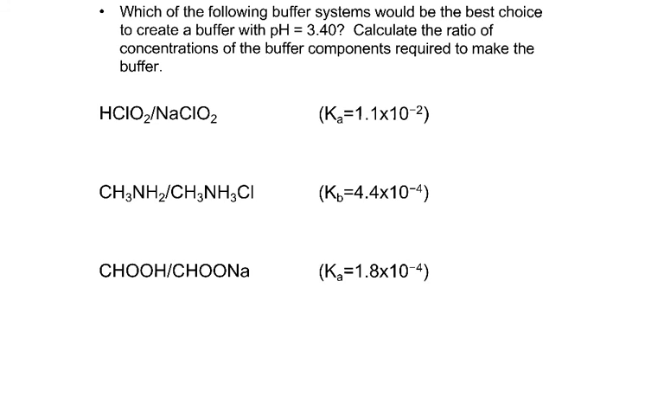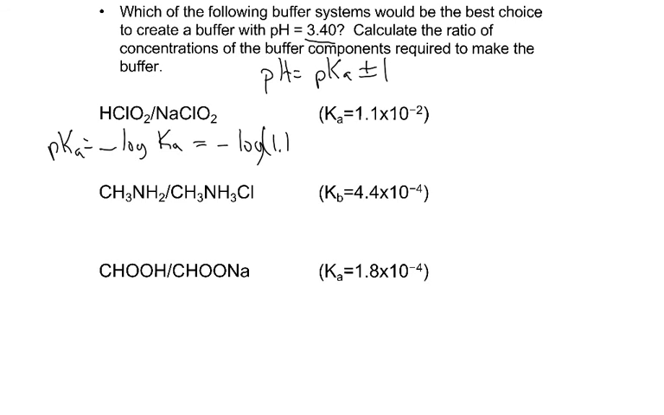We know that buffers work best when the pH is equal to the pKa of the acid plus or minus 1. So we want to find which one of these systems has the pKa of the acid closest to 3.4. To find the pKa, all I need to do is take the negative log of the Ka. So the first one, if I do the negative log of 1.1 times 10 to the minus 2, I get 1.95. That is not within 1 of 3.4, so that one's probably not any good.